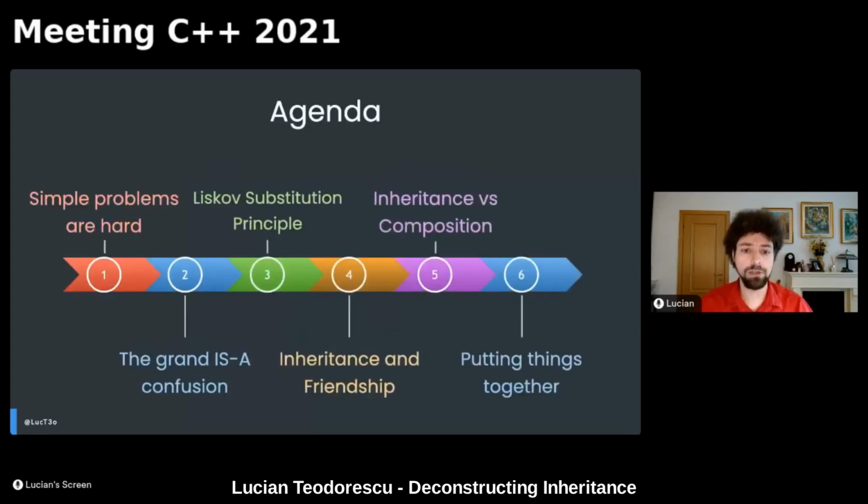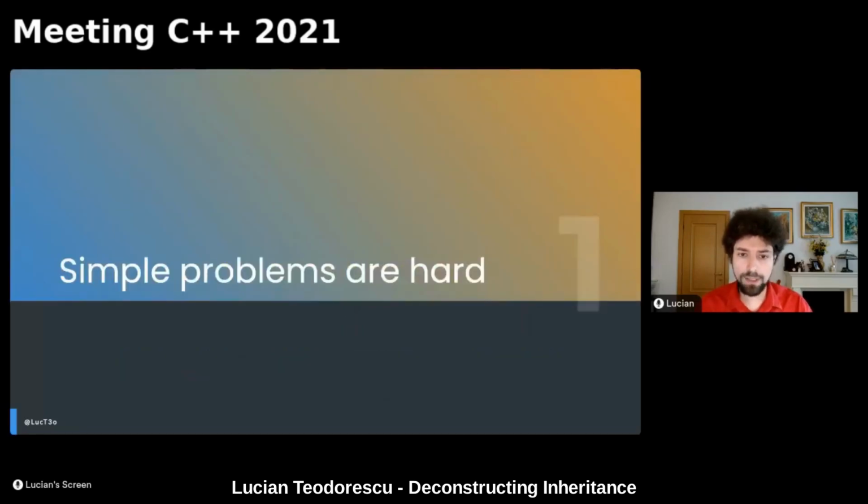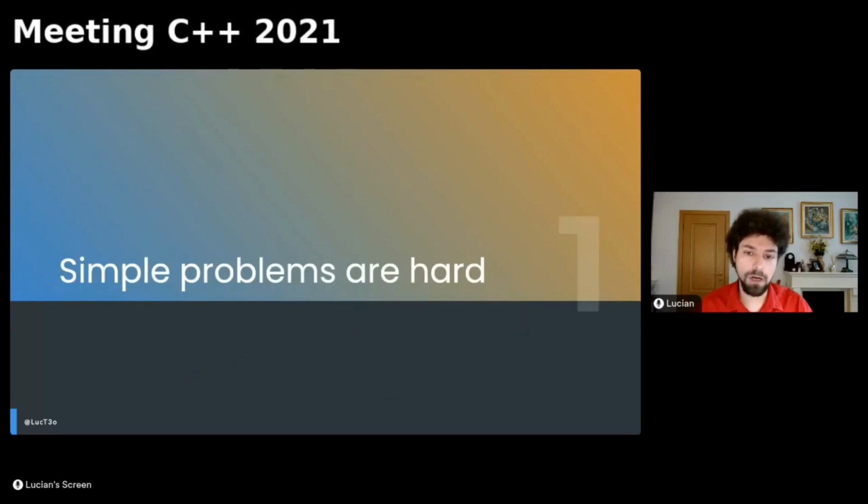This is the agenda of the talk. It has 6 sections. I'll go over them. Some of them are longer, some of them are very short. So let's go with the first one, simplest problems are hard.